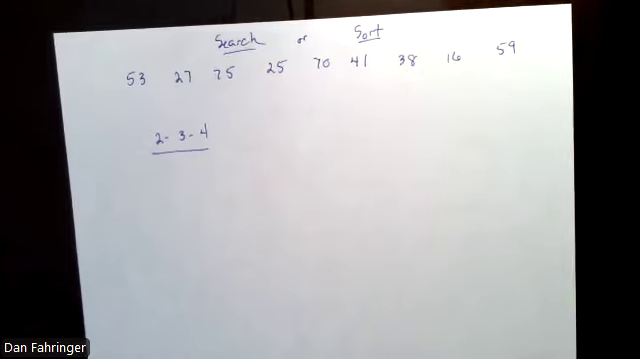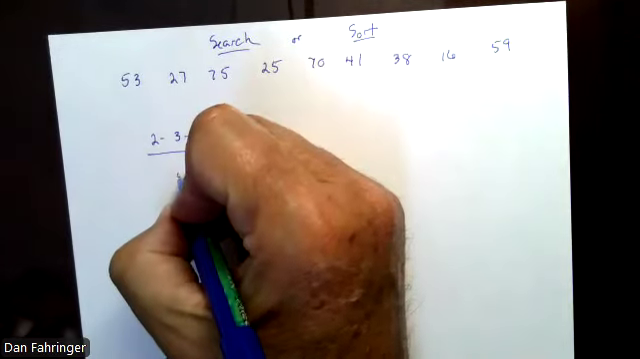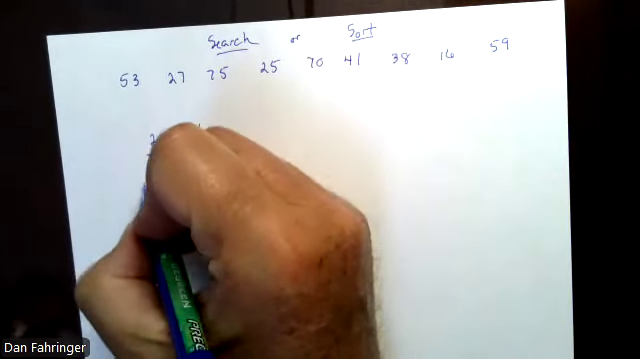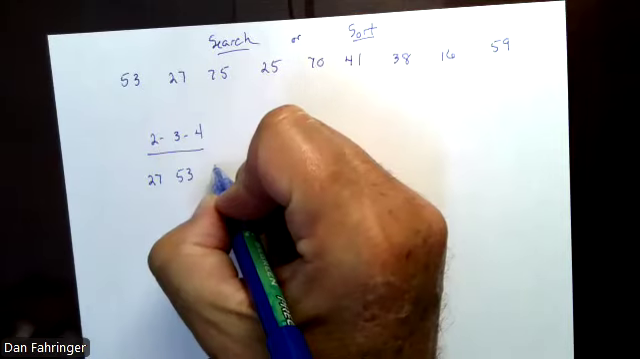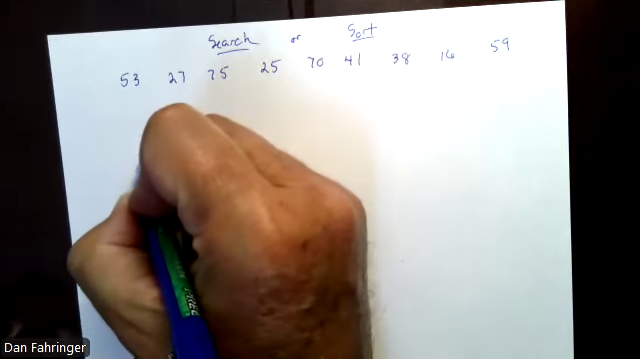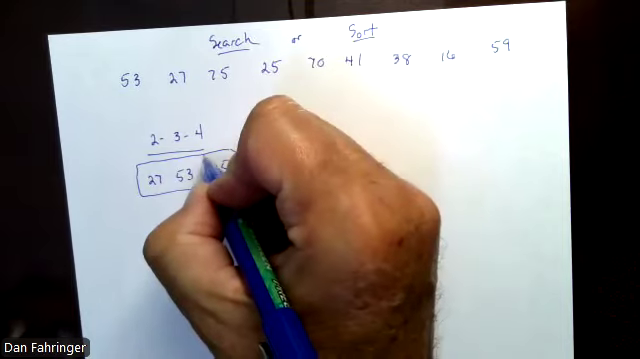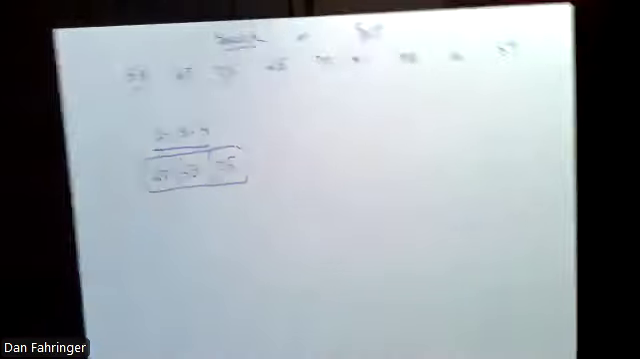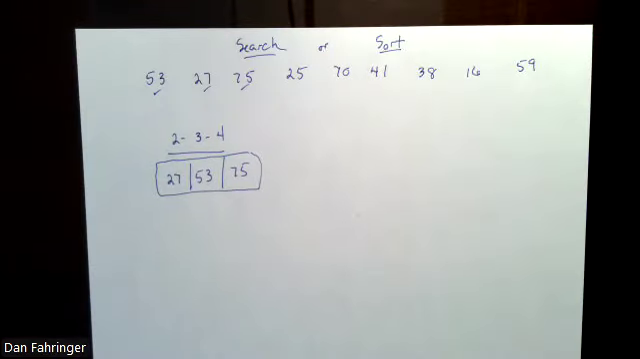I start to build and I go 53, up 27, and 75. Nicely done. Have my first 3. Cha-ching, cha-ching, cha-ching. So far, so good.